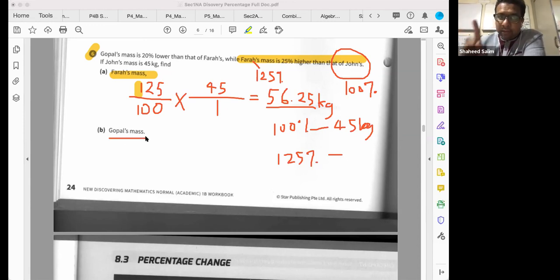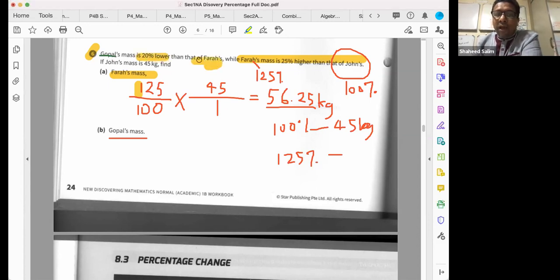Careful. Why? Your 100% has changed. Gopal is now compared to Farah. Who is 100% now? Who is this 20% lower than? Of Farah. This is the new 100%. John is no longer 100%. Now, according to this part B, we are not talking about John. John 100% is an old story. We are looking at a new story now.